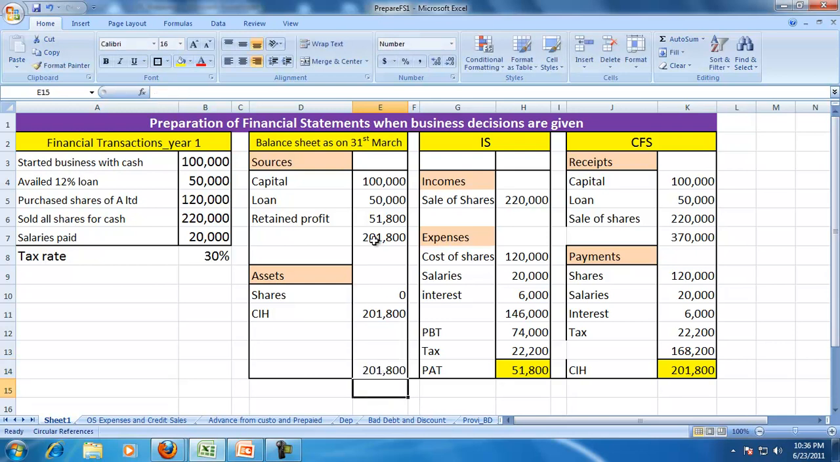So that's a simple exercise to show that the financial items will appear in the balance sheet, income statement, and cash flow statement. In the next session, we'll see if some of the expenses are not paid, or in other words, when there is an outstanding expenses.